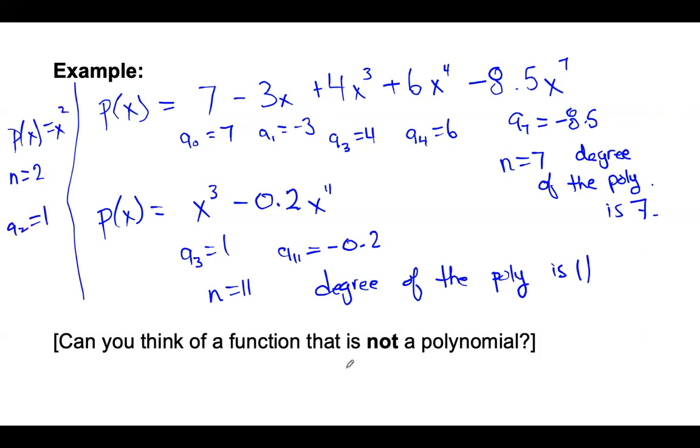So can you think of a function that is not a polynomial? Examples of this would be not polynomials: the sine function is not a polynomial. X to the power -2 is not a polynomial. Those powers have to be positive. And x to the power, let's say, 5/2 is not a polynomial either. Okay.